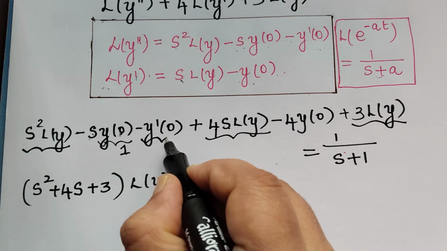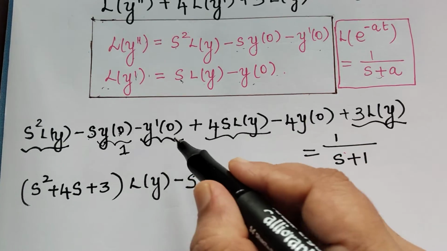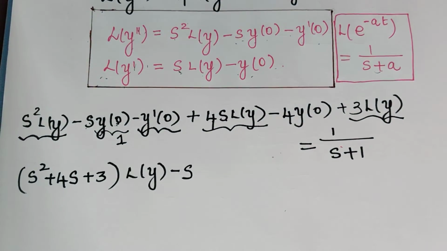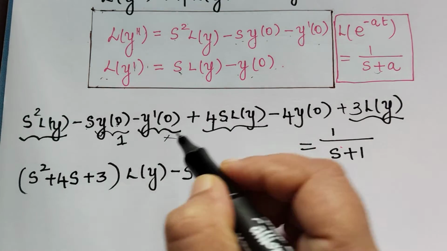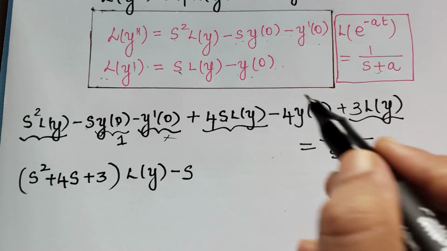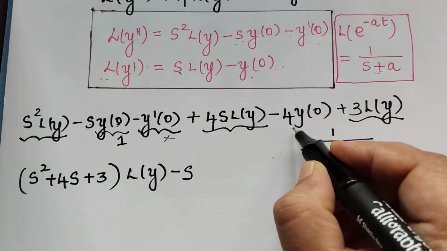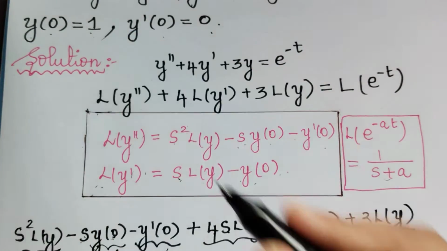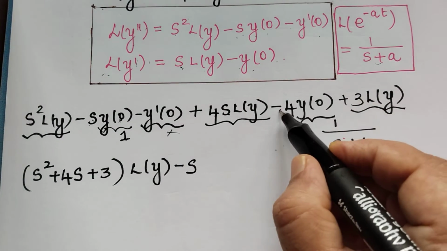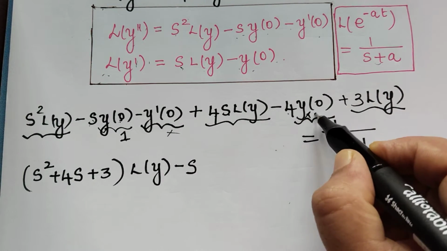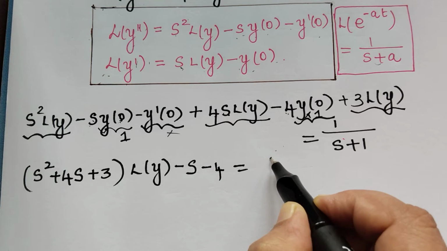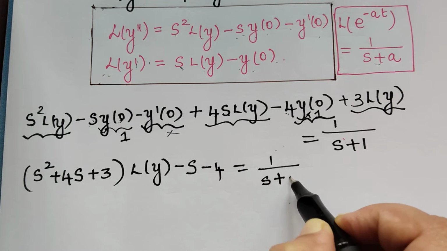So s multiplied with 1, so it will be minus s. And what about this value? It is given that y dash of 0 is equal to 0 itself. So from that this term vanishes, because y dash of 0 is 0. And then here we have again y of 0. What is y of 0? It is equal to 1. So minus 4 multiplied with 1. So it will be minus 4. And this is equal to 1 divided by s plus 1.